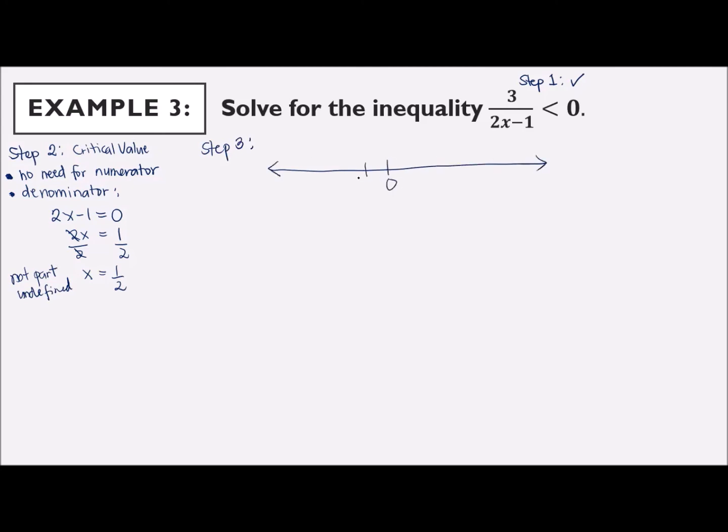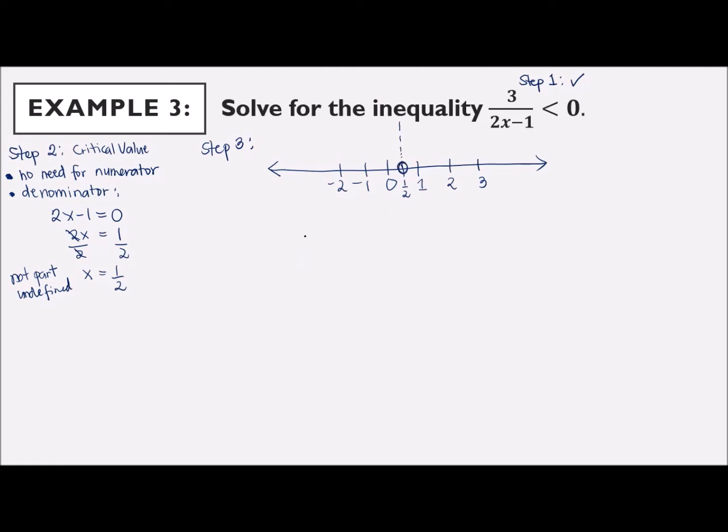So, 0, negative 1, negative 2. We have here the 1, 2, and 3. Eh, nasan yung 1/2? Siyempre, nasa gitna yan ng 0 and 1. So, nandyan si 1/2. So, nandyan ngayon yung boundary natin. Okay? At sinabi ko na not part of the solution. So, ngayon, open circle lang to.